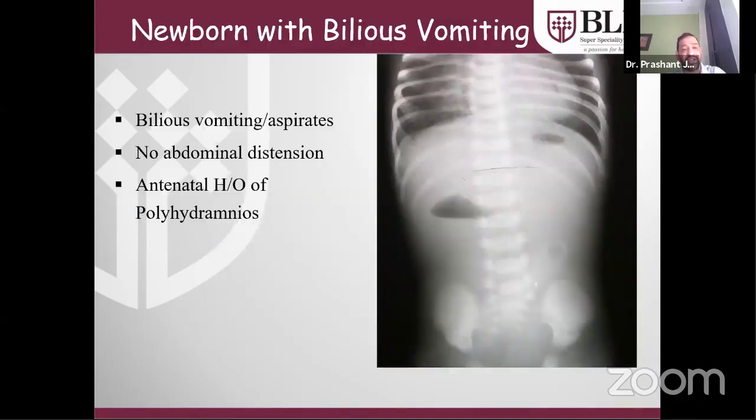Now, this is a newborn who has presented with bilious vomiting. The X-ray was done within 2 to 3 hours after the delivery. You can see there are 2 small air bubbles in the upper abdomen. The abdomen looks more or less scaphoid, and distally there's an absolutely gasless abdomen. The nasogastric tube is seen in the stomach. And this is a very classical, what we describe as a double bubble sign.